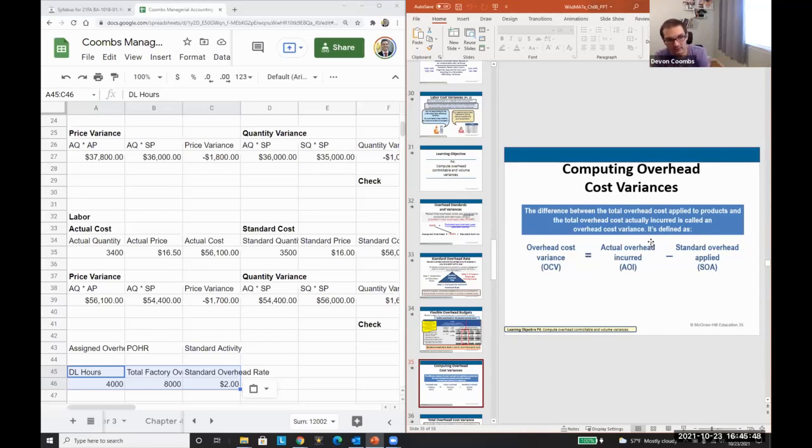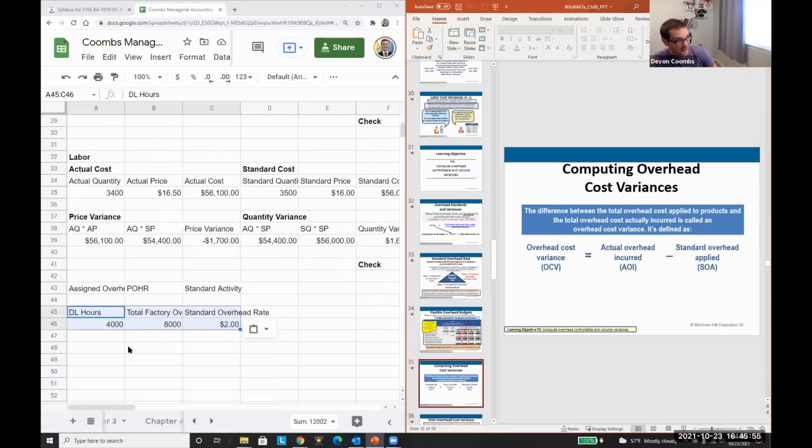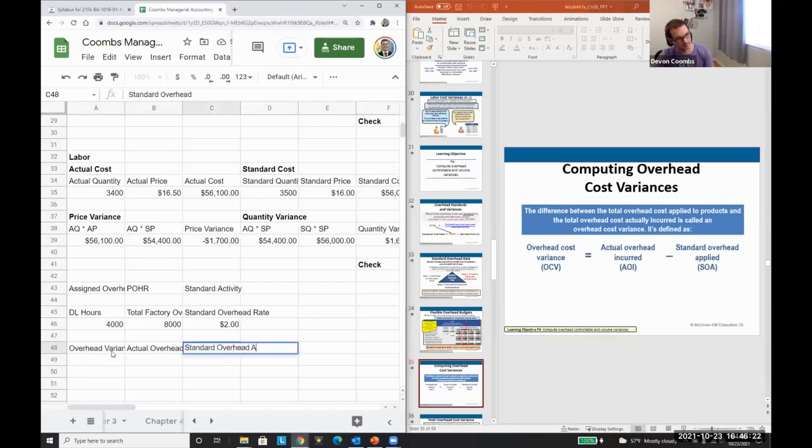So how do we compute overhead variances? Well, let's just start with what was applied versus what was actually incurred. So we can see what we applied based on our accounting, right? We'll have our journal entries. We'll see that we applied a certain amount of overhead based on our overhead rate, and then we'll get the bill for it. And so we can make a determination if we applied too much or too little. Our overhead variance is equal to actual overhead incurred minus standard overhead applied.